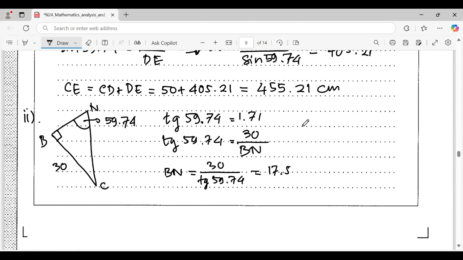So BA, according to the information, BA equals BN plus NA. So this is 17.5, this one 455.21. So the result is 472.71 centimeters.